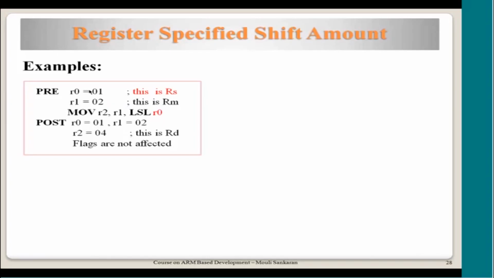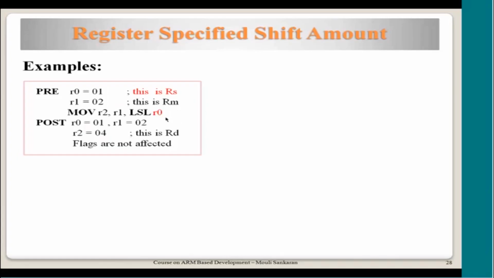Now for this combination of values, what is it supposed to do? It is supposed to do a one-bit logical shift left, because R1 happens to have 2. If it does a logical shift left, it will become 4. So R2 becomes 4. R1 and R0 are not changed. Please remember these are all treated as inputs to the barrel shifter. They are not modified. So if you write the instruction like this, instead of an immediate constant, you are mentioning a register, then it will take the value from the register.